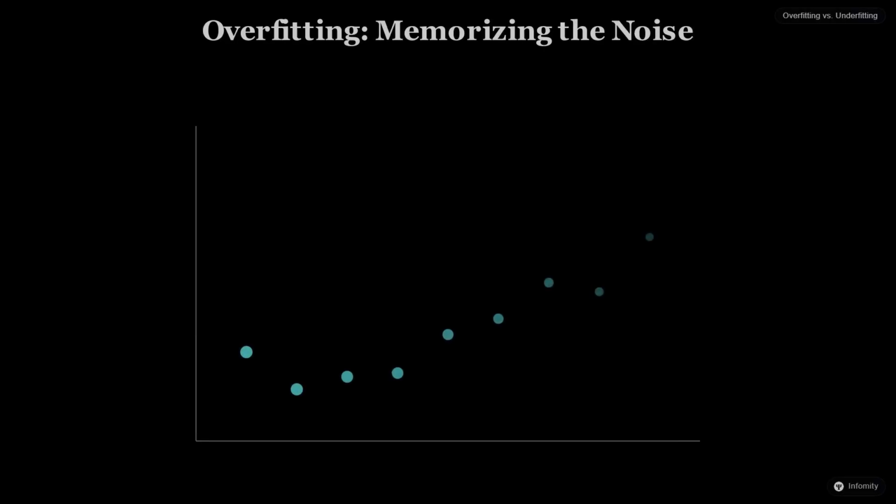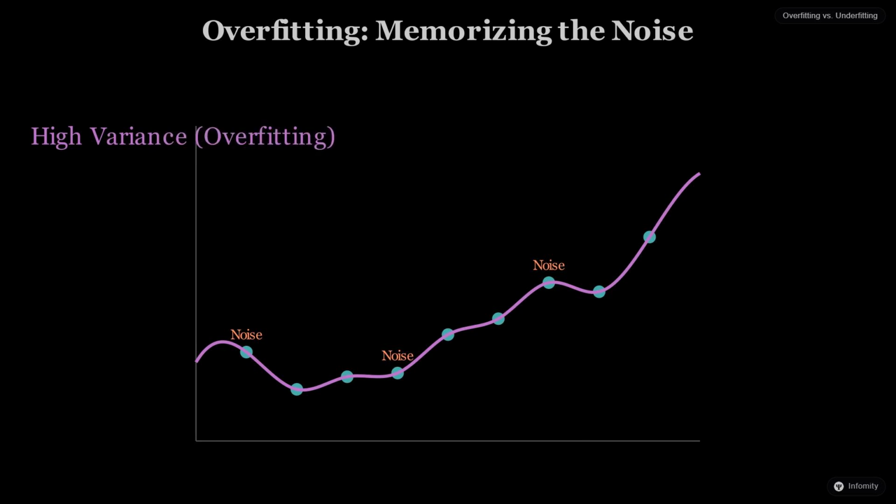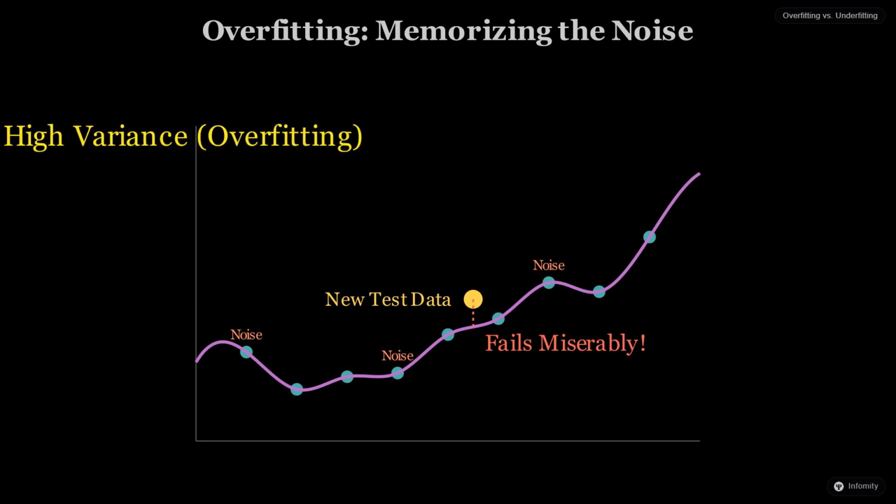On the opposite end is overfitting. This occurs when a model learns too much specific detail from the training data, including its random noise. Instead of capturing the general trend, an overfit model essentially memorizes the training examples, creating a highly complex and wiggly curve. While it might achieve nearly perfect performance on the training data, it fails miserably on new, unseen data. It has learned the noise, not the true signal, making it unreliable for future predictions.